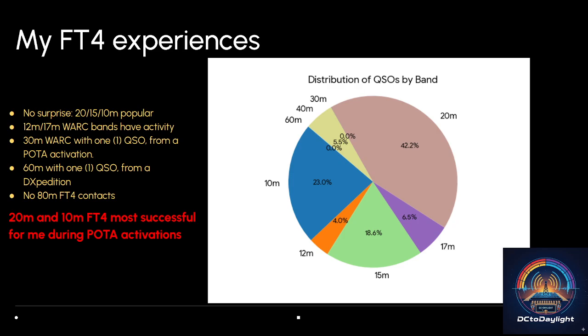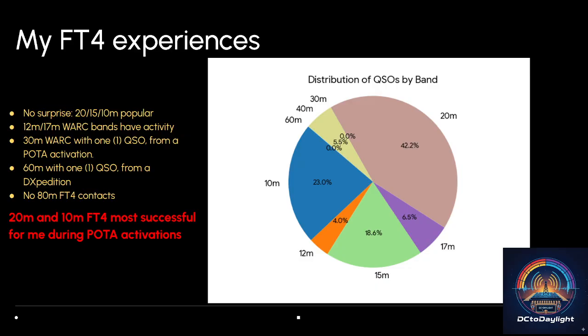On the 30 meter WARC band, I only had one QSO throughout my whole time as a ham, and that was on a POTA activation that I self-spotted. With 60 meters, I made one QSO, and that was to a DXpedition that had a published frequency, and I tuned in. I was able to work them. It was great. There's no interference. And I have not made any 80 meter FT4 contacts due to my lack of a decent 80 meter setup at my QTH.